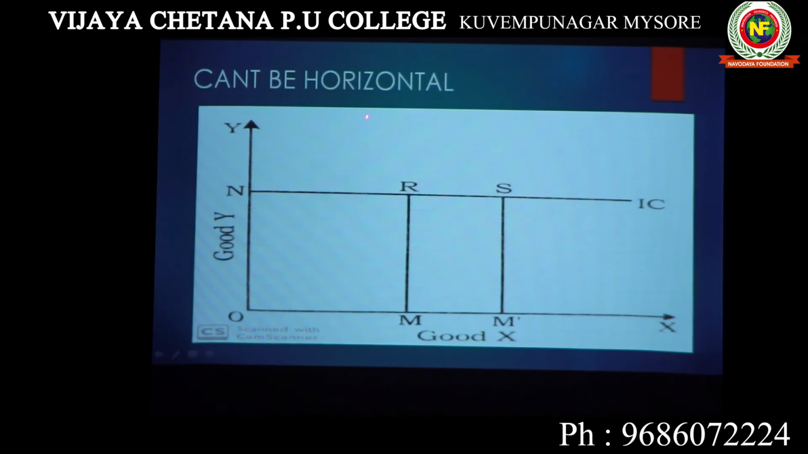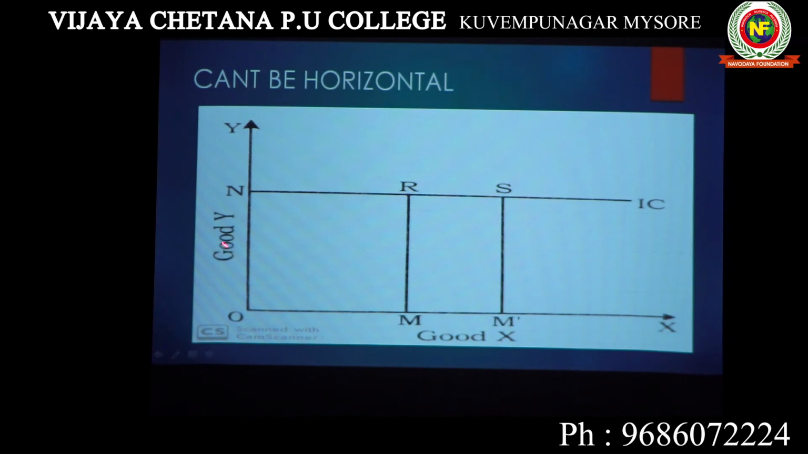Next one, can't be horizontal. Can't be horizontal also, because you see, for the same reason you have seen in the previous slide, the same reason here. See, if you are going to purchase more and more X good, you have to sacrifice Y good. But here, you are not sacrificing any Y good. How can you purchase more of X? Without sacrificing this, how can you get this one more?